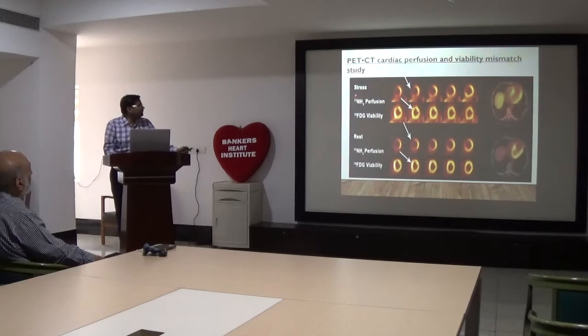Here, this one is the stress imaging and this one is at rest. We can say the rest and stress defect are almost the same, but this is the perfusion imaging. The first one is perfusion and the second one is the FDG viability. In both slides the defect is the same, but FDG viability is good. So the patient will definitely get better after revascularization.